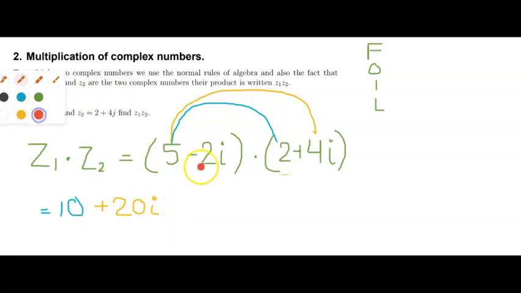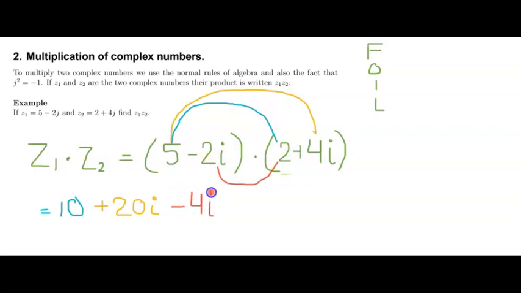Now the next bit is you go with the inner. This is the inner and that's the inner. So you multiply these two. This is minus 2 and that's a 2, so the sign is going to be negative: negative 4i. Now the last one is the last. This is the last of the first bracket and this is the last of the second bracket. You multiply them together. Minus 2 and plus 4, that's going to be minus 8, and i times i is i squared. So this is half of the multiplication done. Then we need to simplify it.